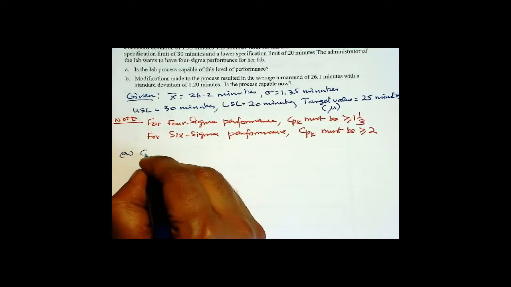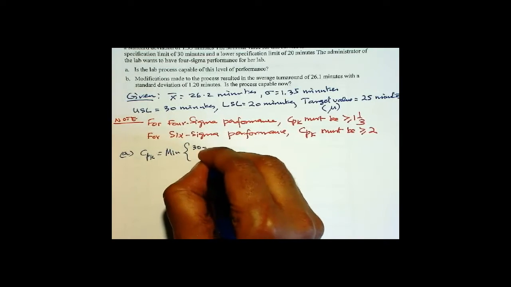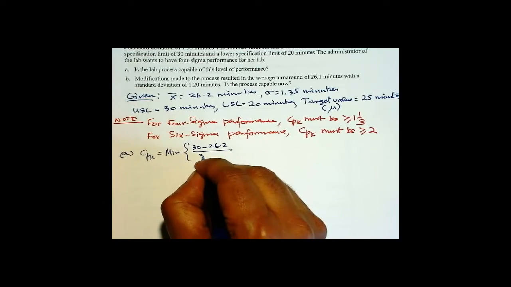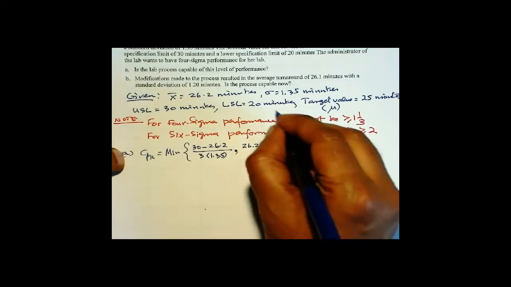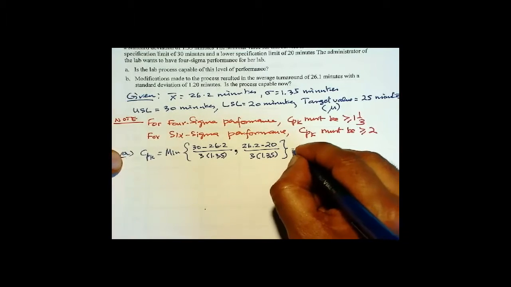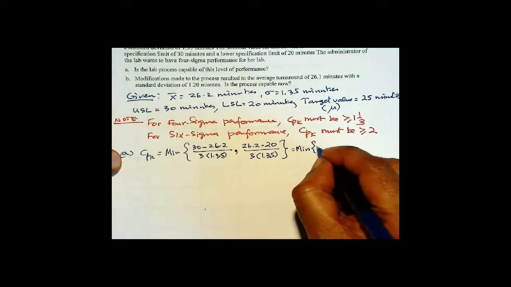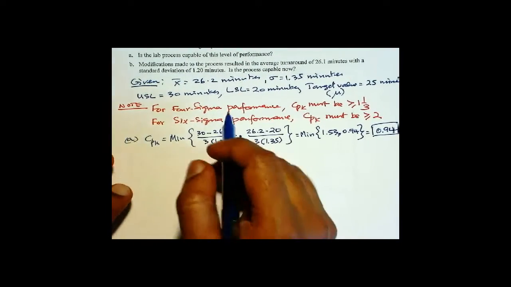So the first thing to do is to compute C sub pk, which is the minimum of the upper specification limit minus x bar divided by 3 times the standard deviation, and x bar minus the lower specification limit divided by 3 times the standard deviation. That happens to be the minimum of 1.53 and 0.94, so that is equal to 0.94. We will assume 4 sigma performance unless otherwise stated. We shouldn't use 2 unless it is stated to be so.